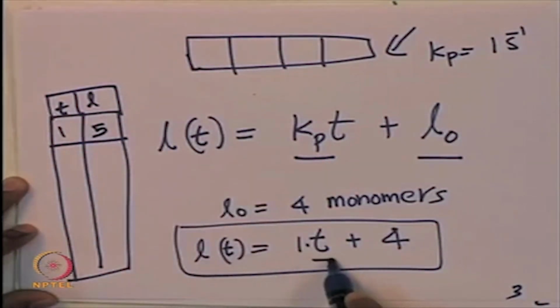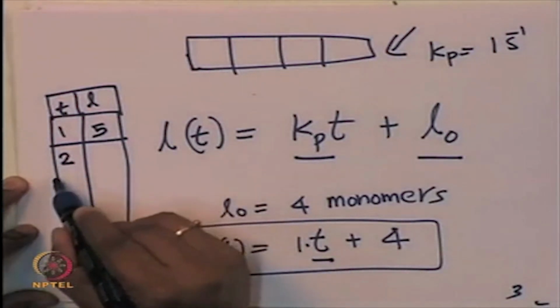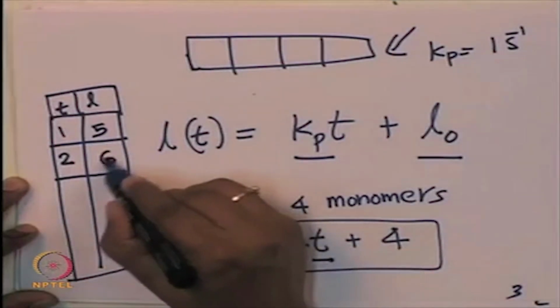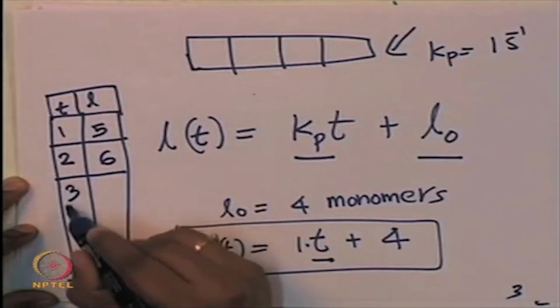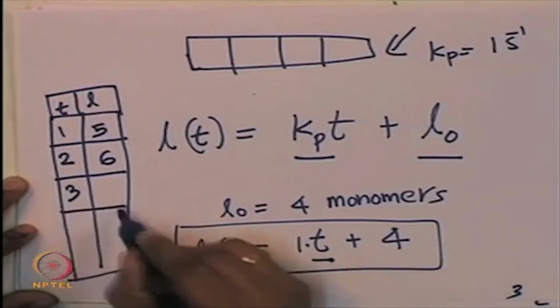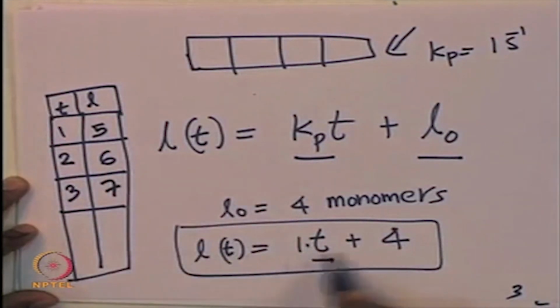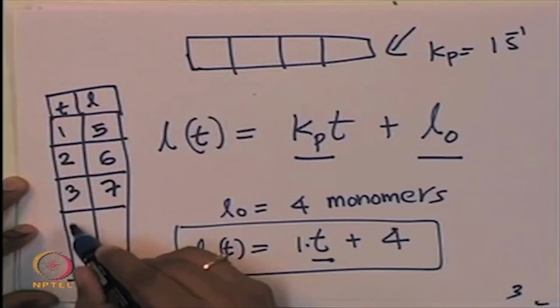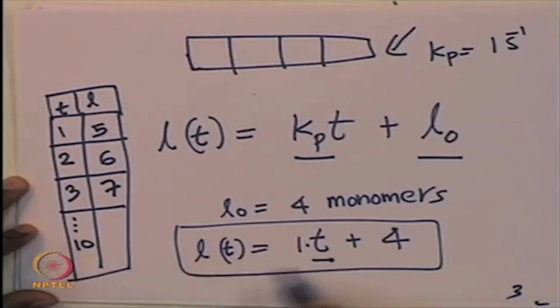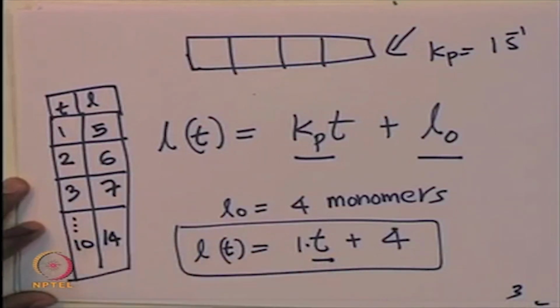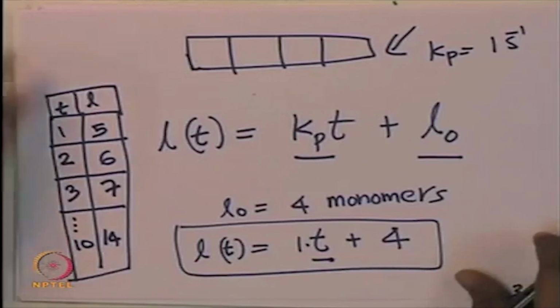When t is equal to 2 seconds, 2 into 1, 2 plus 4, 6. When t is 3 seconds, 3 into 1 plus 4, 7. So, L becomes 7. Similarly, if t is 10, then 10 into 1 plus 4, 14. So, for any value of t, there will be a value of L. What does that mean? That means that we can plot this as a function of time.